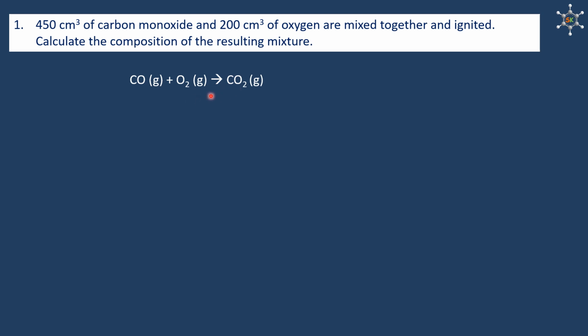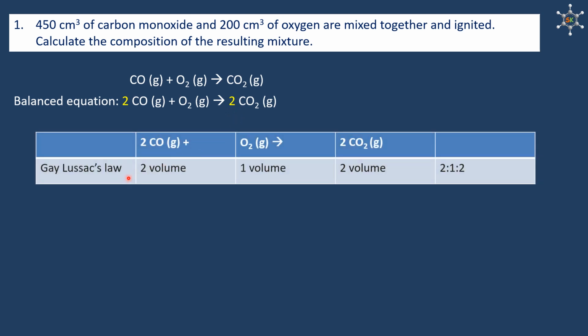Since all the reactants and products are in gaseous form, we can apply Gay-Lussac's law to this reaction. The balanced equation is 2 molecules of carbon monoxide reacting with 1 molecule of oxygen, giving 2 molecules of carbon dioxide. Applying Gay-Lussac's law, 2 volumes of carbon monoxide react with 1 volume of oxygen, giving 2 volumes of carbon dioxide. The ratio is 2:1:2.